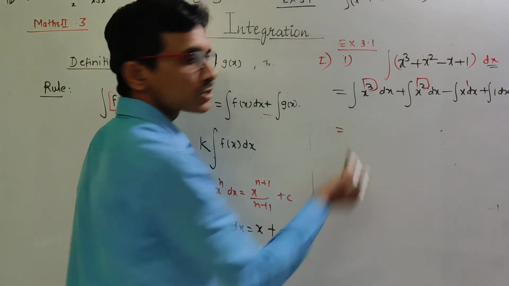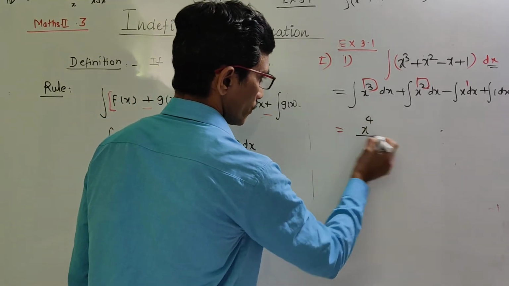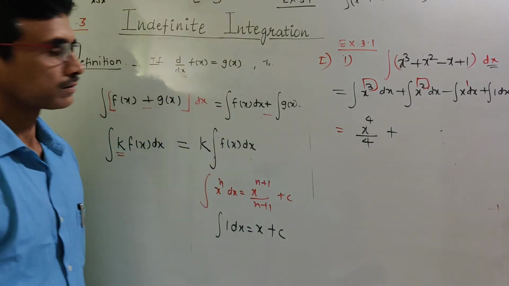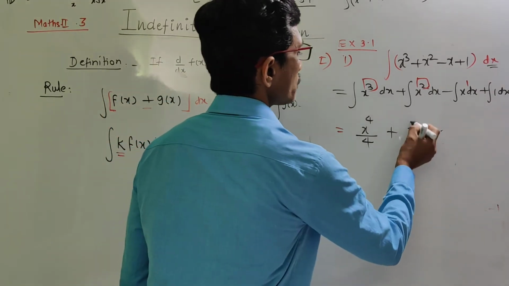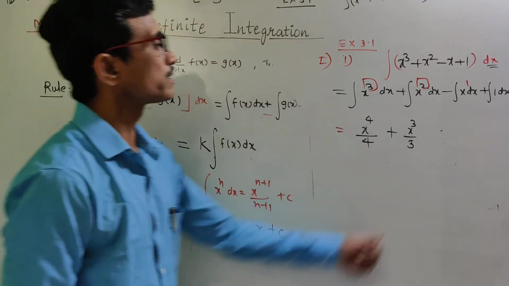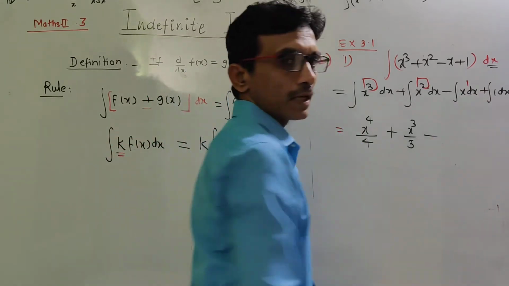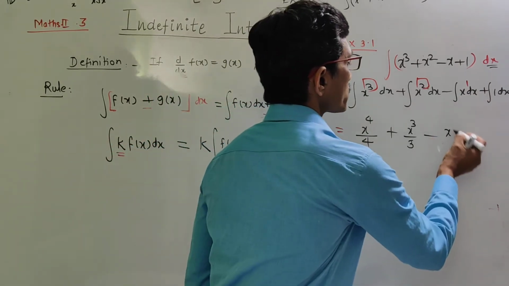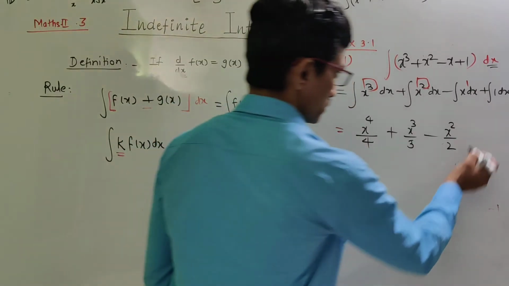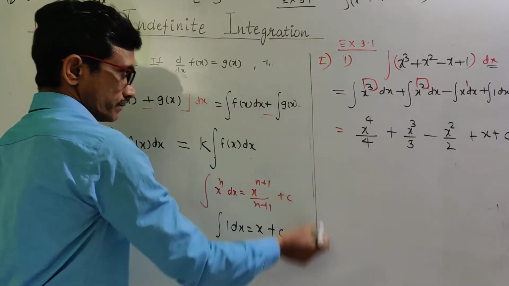So it will be n plus 1. N plus 1 means what? 3 plus 1, which is x raised to power 4 upon 4 plus x square, so x cube upon 3. Then minus sign is there. Minus x is there raised to power 1, so it will be x square upon 2. And integral 1 dx is x plus c, constant of integration c.